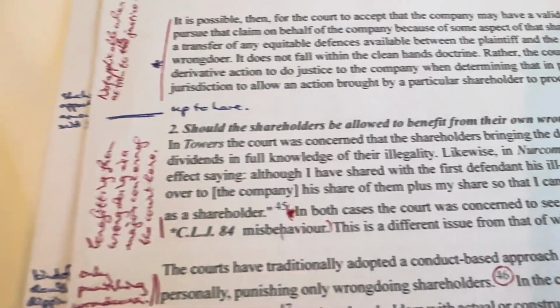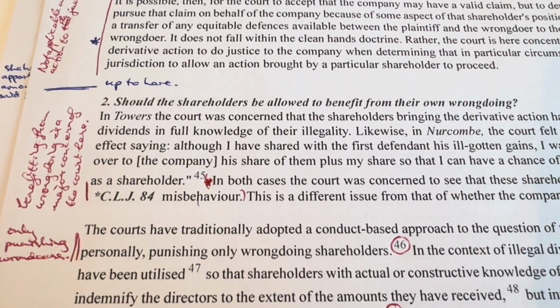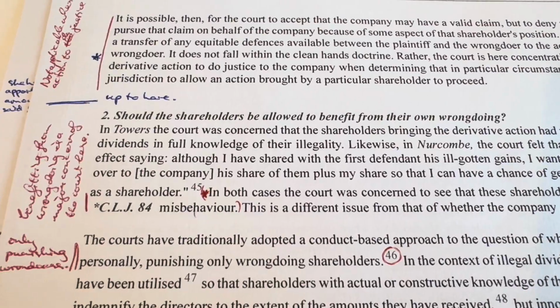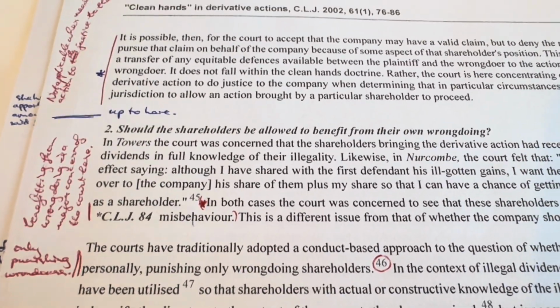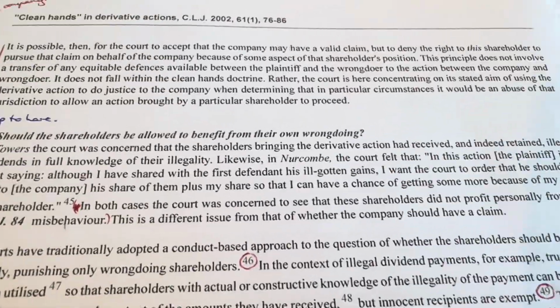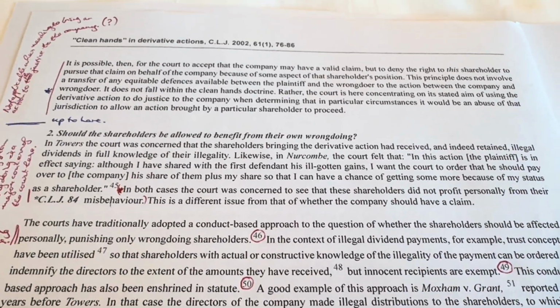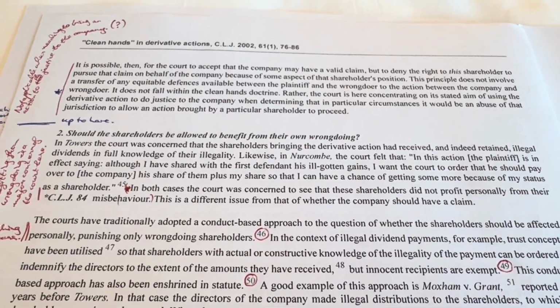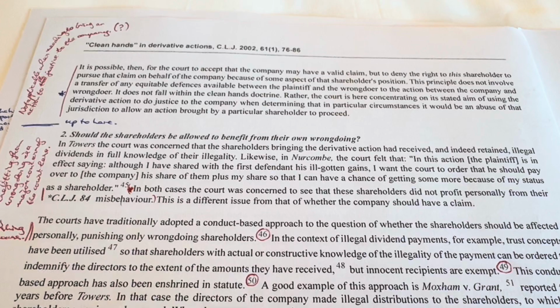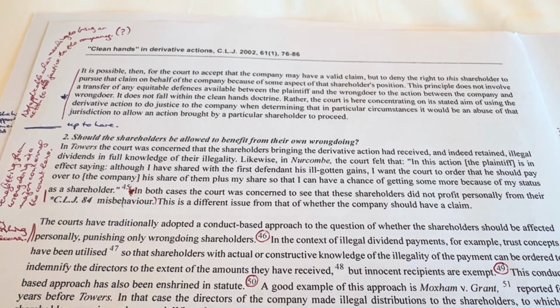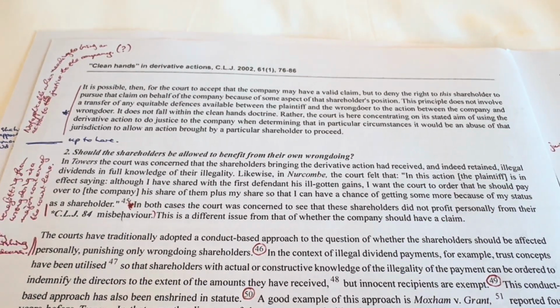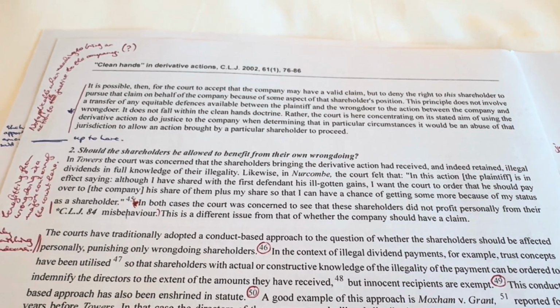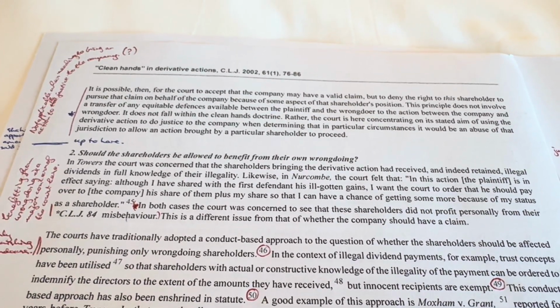So here's another question. Should the shareholders be allowed to benefit from their own wrongdoing? This is a really good question. In this Towers case, let's see if I can find the reference. It's in there somewhere. So in Towers, the court was concerned that the shareholders bringing the derivative action had received and indeed retained illegal dividends in full knowledge of their illegality.